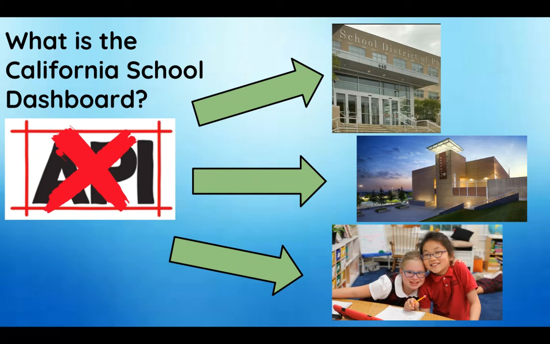The new accountability system reflects a clear expectation that all districts and schools can and should improve. It also emphasizes equity by focusing on student group performance. The new dashboard will aid in providing information for instructional decisions at the local level.